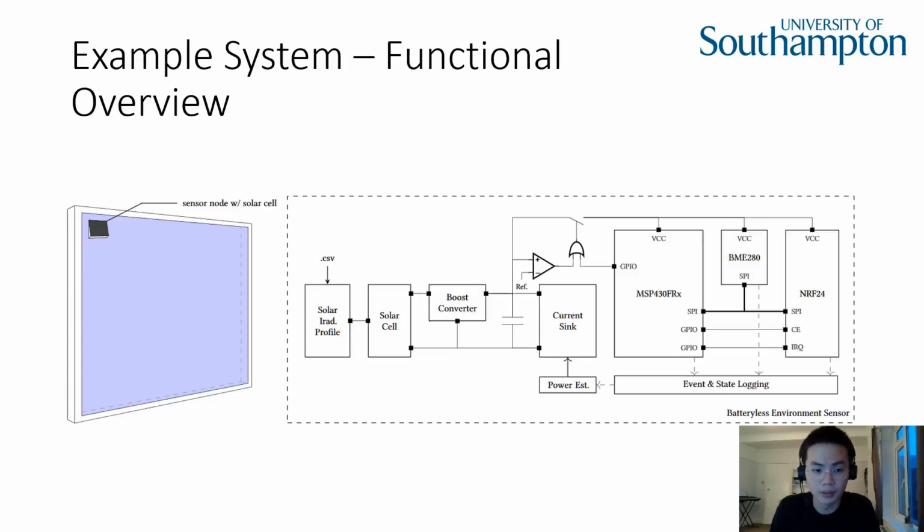So here is an example of a full virtual prototype of an entire system that's captured in Fused. This is a solar-powered ambient sensor node, which includes the NRF radio module, a BME280 ambient sensor, and an MSP microcontroller, among other stuff. On the power delivery path, there are monitors and power converters and the solar cell.